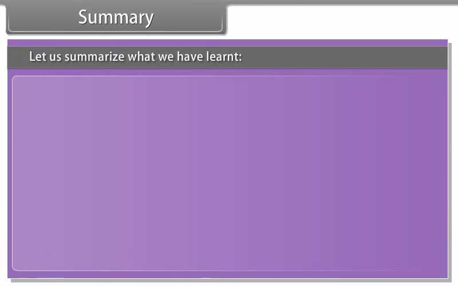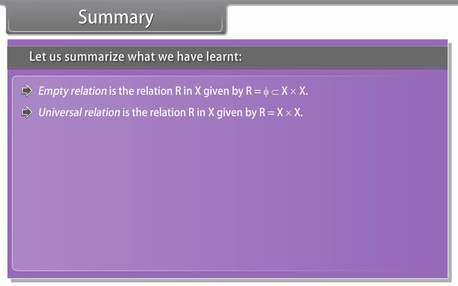Summary. Let us summarize what we have learned. Empty relation is the relation R in X given by R = ∅, which is a subset of X cross X. Universal relation is the relation R in X given by R = X cross X.